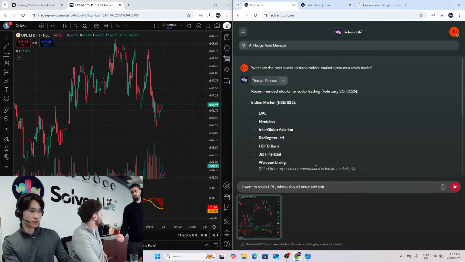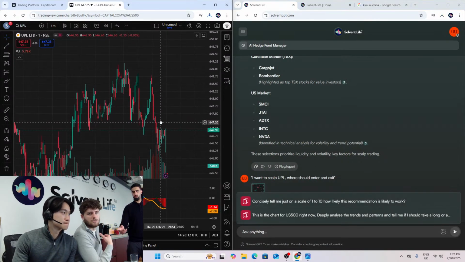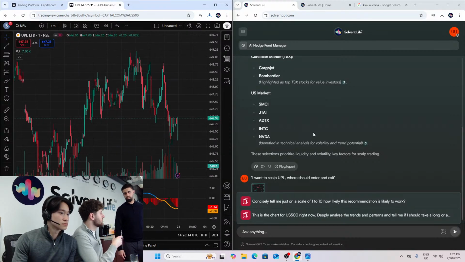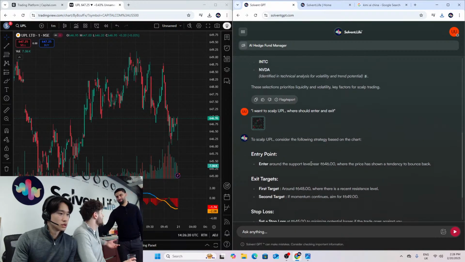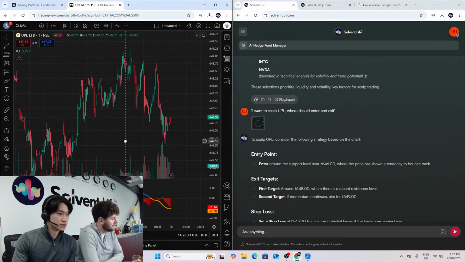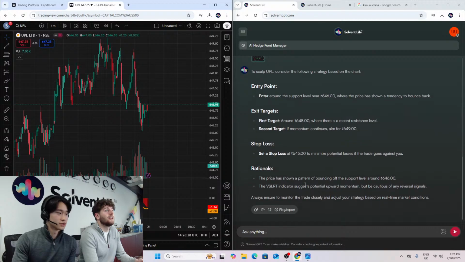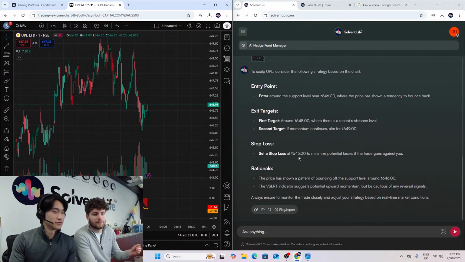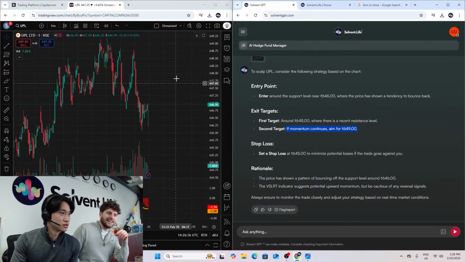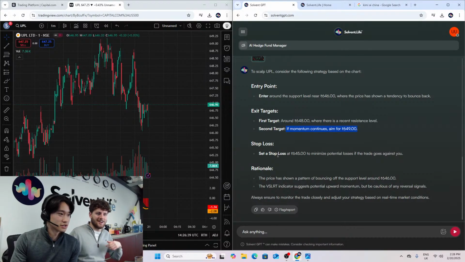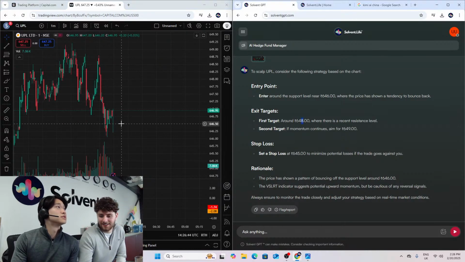Okay, I want to scalp UPL. Where should I enter and exit? Enter the support near 646. First target, might as well just go for it. If momentum continues, aim for 649. Can I get on the mic? Yeah, just a sec. Set a stop loss rationale. Oh wait, let me drop a comment in the chat.